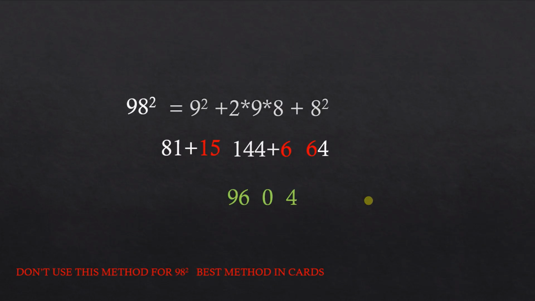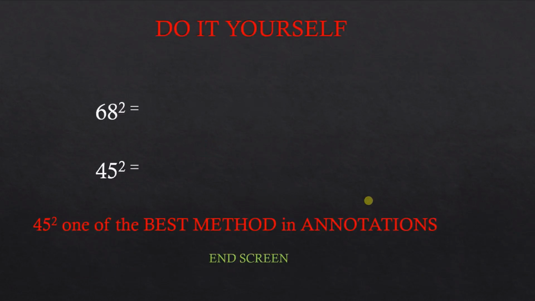I will give the annotation on the upper right corner. You can watch from there. The last slide is do it yourself. You need to find the square of 68 and 45 and comment down below in this video. And for 45 square, one of the best methods is also included in the annotation and also in the end screen. You can watch from there.